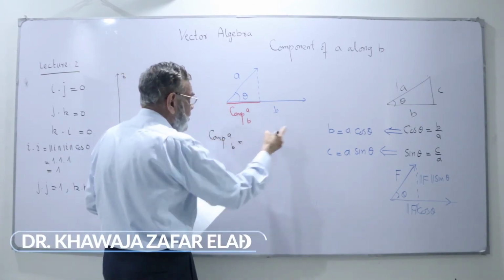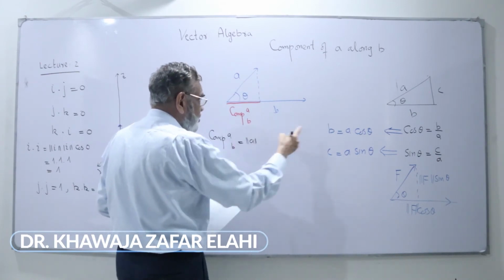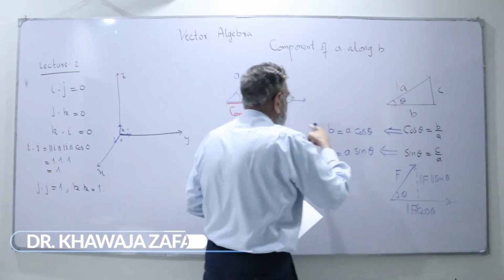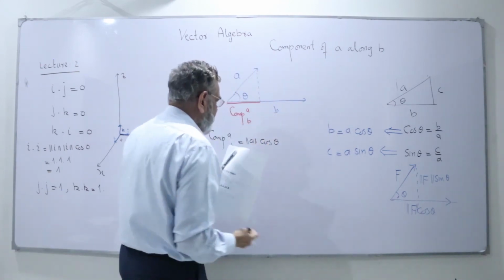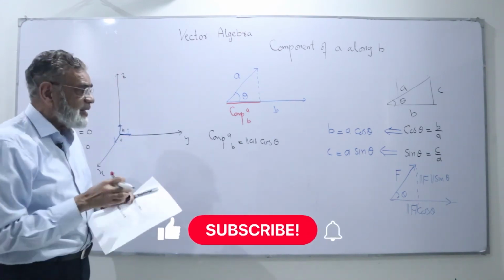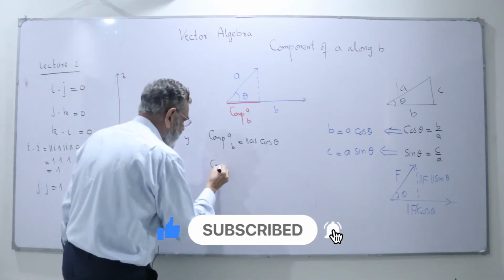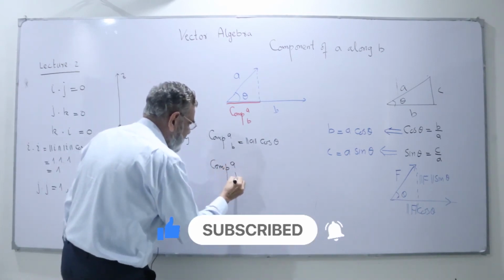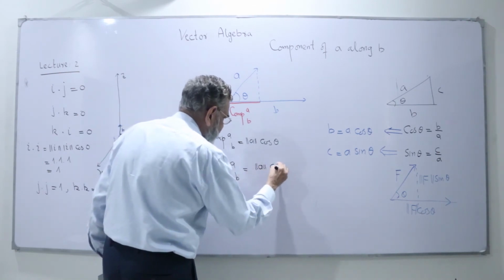What this will be equal to is the magnitude of vector A, because this is a vector, times the cosine of theta between them. So that gives me the component of vector A along vector B. I can just redefine this one and write the component in another form. The component of A along B is A cosine theta.